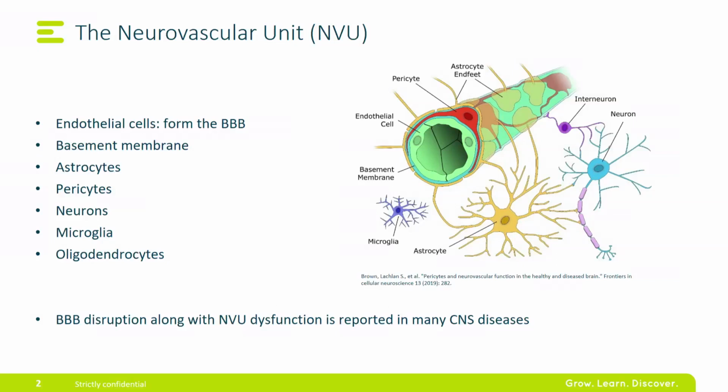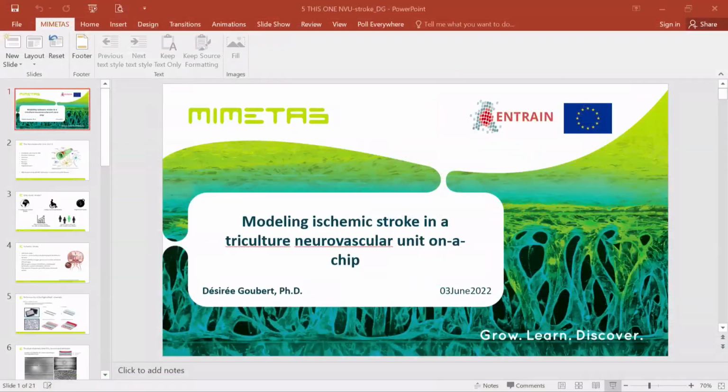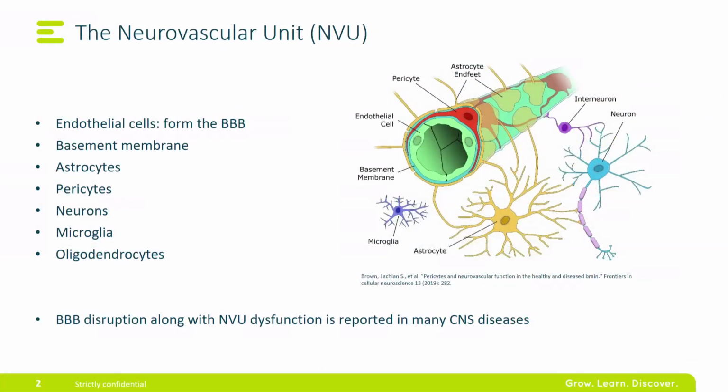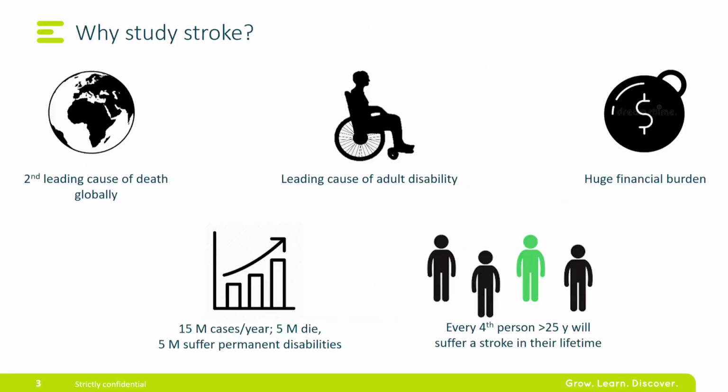Now, there are a lot of other cell types that are also involved in forming that blood-brain barrier, such as the basement membrane, the astrocytes, pericytes, neurons, microglia, and oligodendrocytes. When the BBB gets disrupted due to, for example, central nervous system diseases, this goes along with dysfunction of the neurovascular unit. So this is really something that we aimed to model. And one of the diseases that can cause this kind of disruption is, for example, stroke.